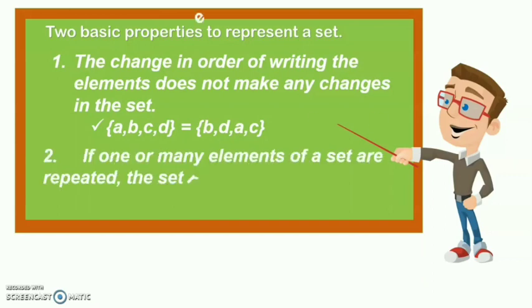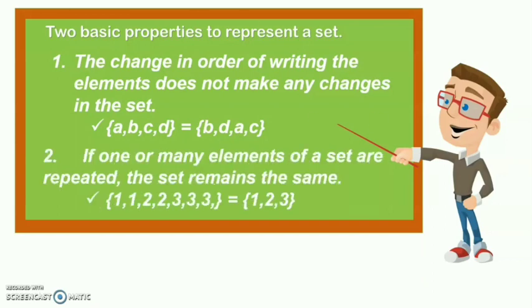And number 2, if one or many elements of a set are repeated, the set remains the same. Kahit dumoble ang element sa kabila, pwede mo pa rin siyang isulat as 1. Say, the set of 1, 1, 2, 2, 3, 3, 3 is the same as the set of 1, 2, 3, because there are actually 3 numbers inside the set, and those are 1, 2, 3.